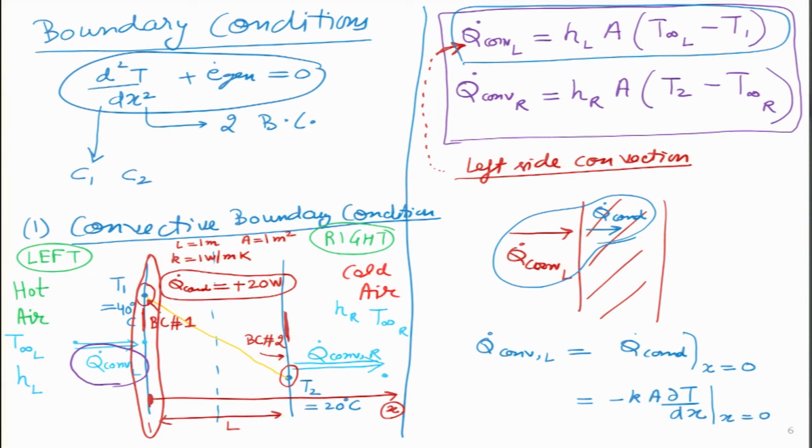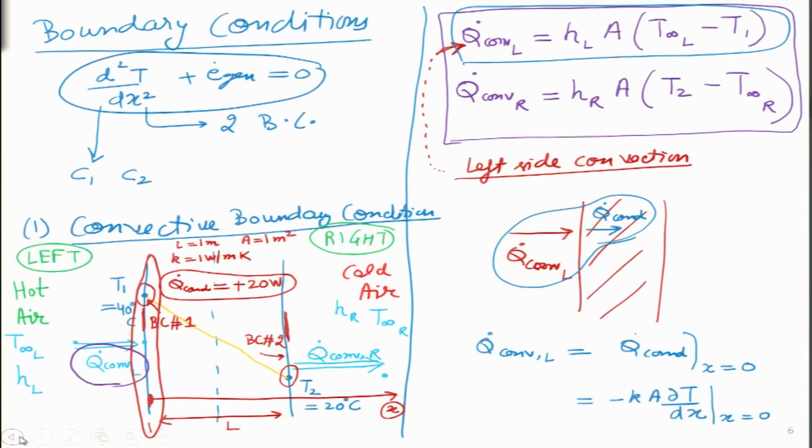Okay. So, let me go ahead and solve it for this particular case, where I am also going to assume some numerical values. Just for simplicity, I have taken HL value equals to 2 watts per meter square Kelvin. And HR value I am taking as 4 watts per meter square Kelvin.